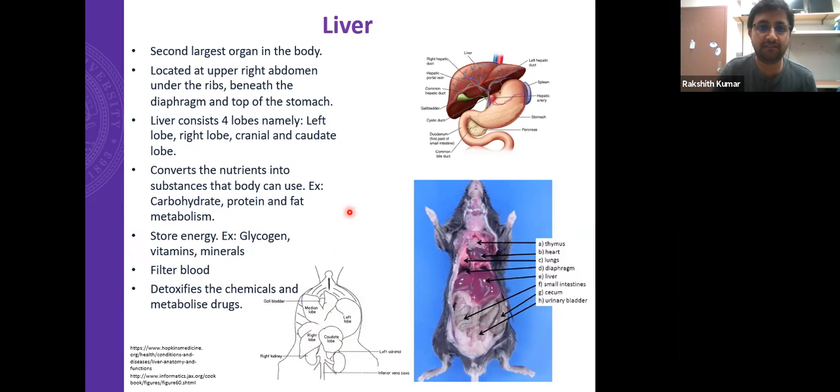The major function of the liver is that it converts nutrients into substances that the body can use. For example, carbohydrates, proteins, and fats get metabolized into their simpler forms to make use of the energy. And also, if there is more sugar or glucose in the blood, it will be converted into glycogen and stored in the liver. Also, the liver is a storehouse of various vitamins and minerals, and it also filters blood, detoxifies chemicals, and metabolizes drugs into reduced forms to make them non-toxic.